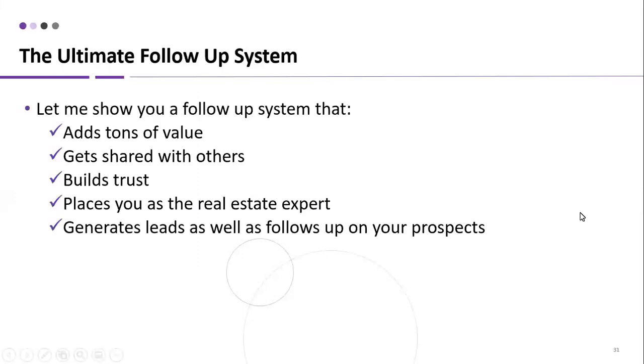So I'm going to show you a system that adds a ton of value, that people are happy to share with others, that builds trust, that places you as the real estate expert, and that not only helps you with lead follow-up, but also helps you generate new leads as well, in addition to following up. So here's what that looks like.